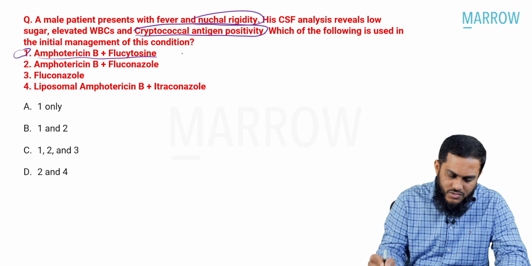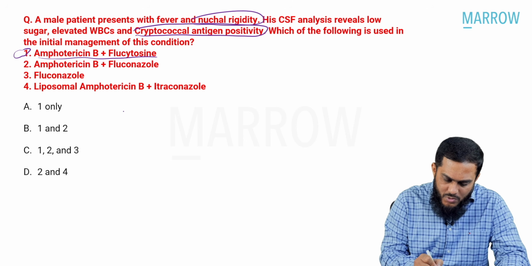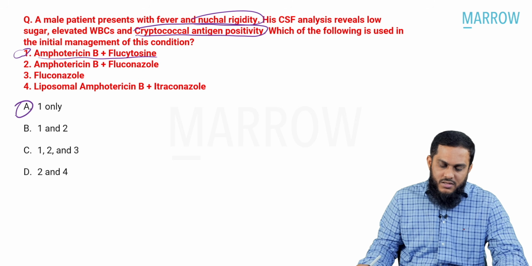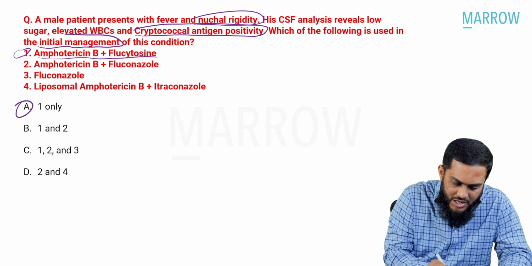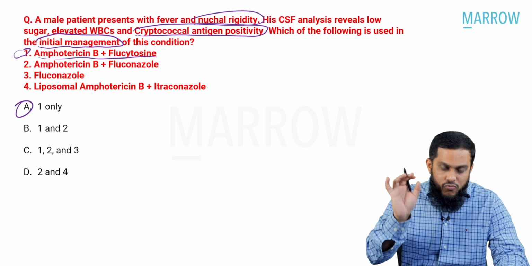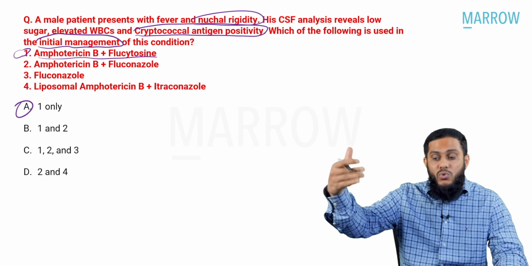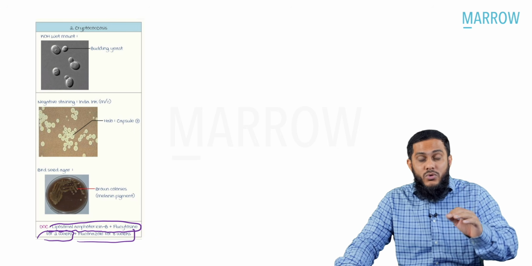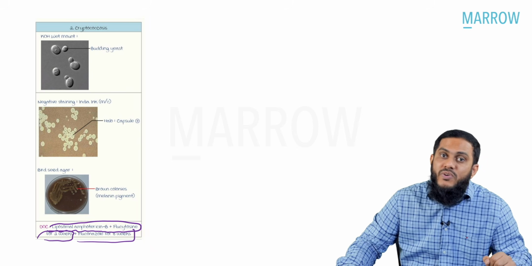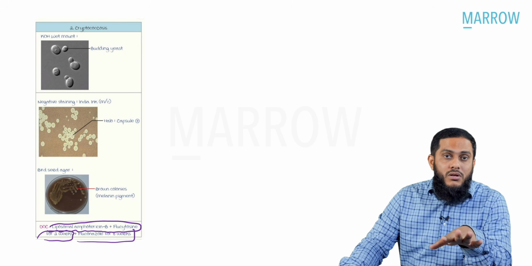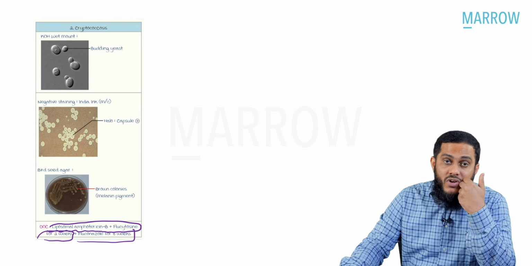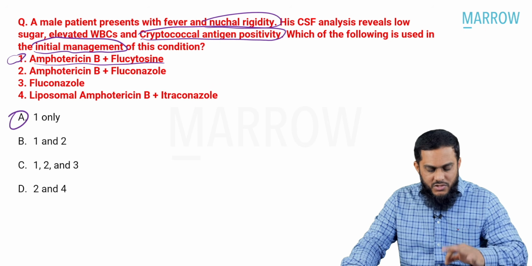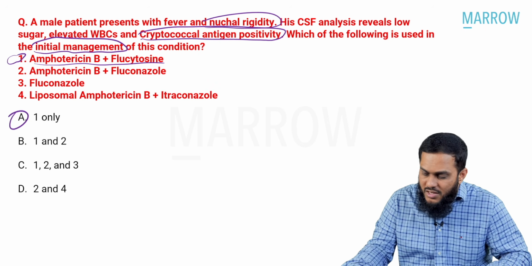The options were amphotericin B plus fluconazole, and liposomal amphotericin plus itraconazole. No, it is option one only. Initial management is amphotericin B plus flucytosine, not fluconazole. Fluconazole is later; we should not add it now. After 2 weeks, we stop liposomal amphotericin B and flucytosine, and start fluconazole as maintenance for 8 weeks. It also depends on whether the condition is opportunistic. If it is opportunistic, such as HIV, we continue fluconazole till the CD4 count crosses 100. Otherwise, initial treatment is liposomal amphotericin. Again, sir, from revision notes.